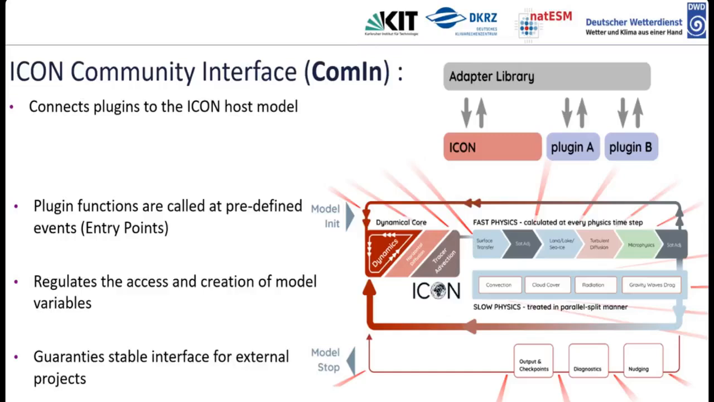ComIn also regulates the access and creation of the model variables. So you can access model variables from ICON or create new variables in the ICON list. It also guarantees a stable interface to the community. It means that external projects can rely on its functionality over time. So it's not the case that you develop your plugins and at some point the interface wouldn't work.